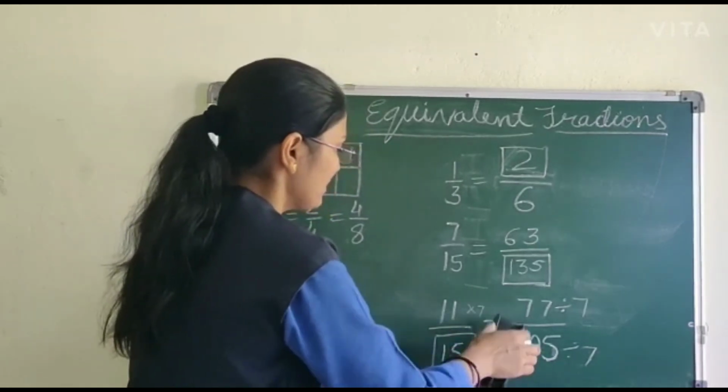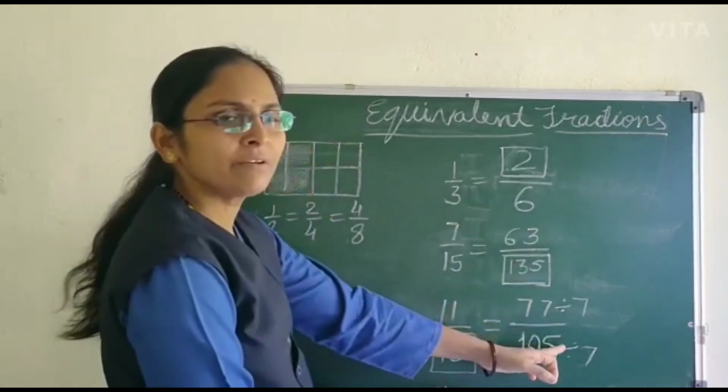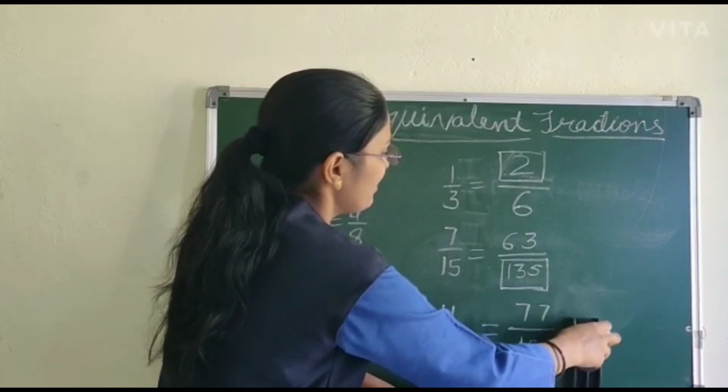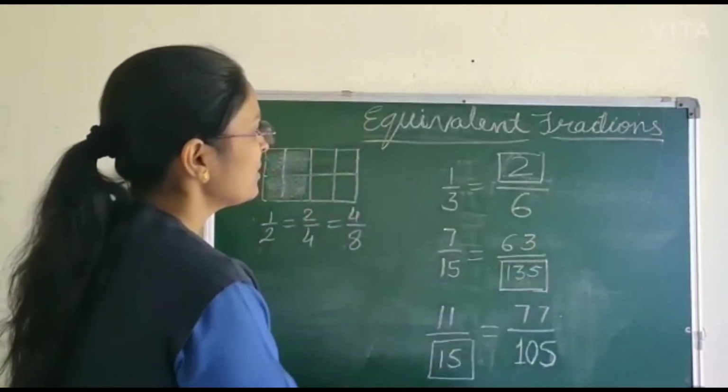So that means here what we did? We divided the numerator and denominator by 7. In this way we can find all equivalent fractions.